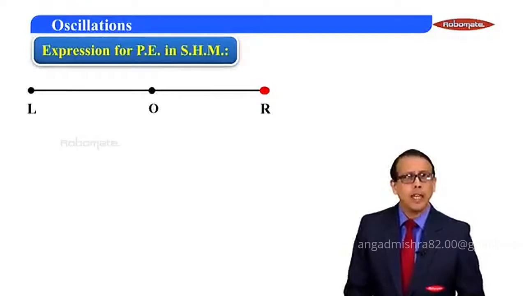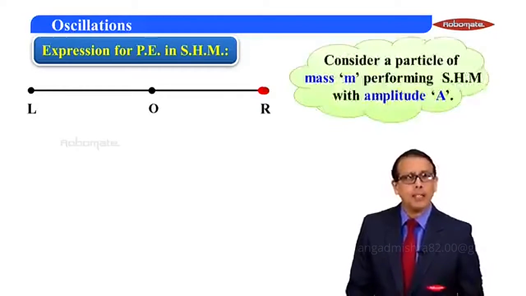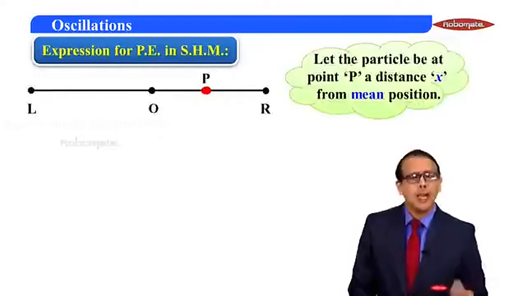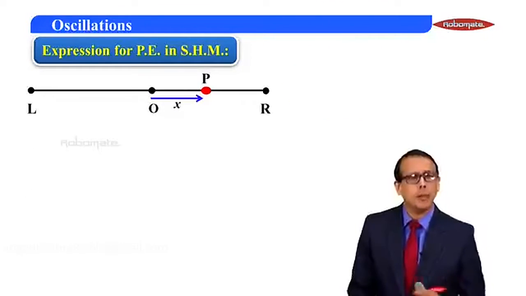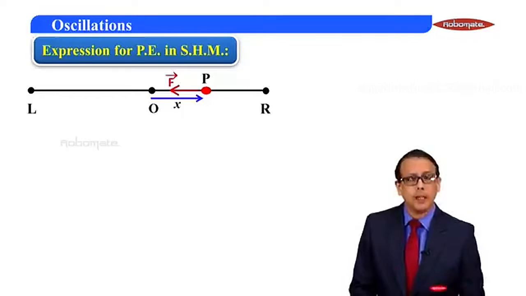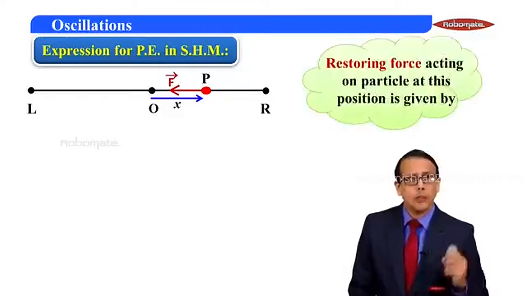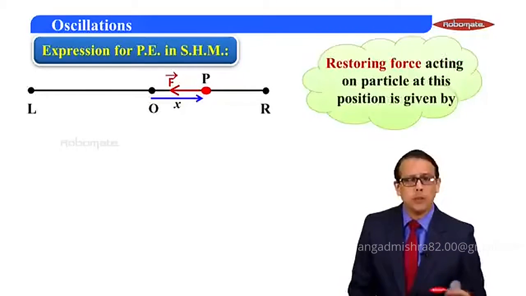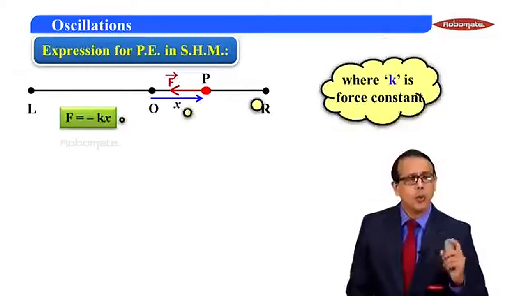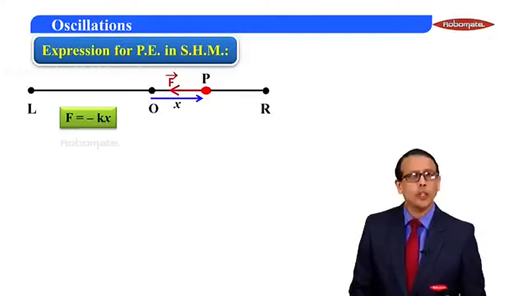Consider a straight line path LOR, and a particle of mass m performing SHM with an amplitude A. Let the particle be at point P at a distance x from the mean position. We know in SHM there is a restoring force acting on the particle continuously. So the restoring force on the particle at this position is F equals minus kx, where k is the force constant.